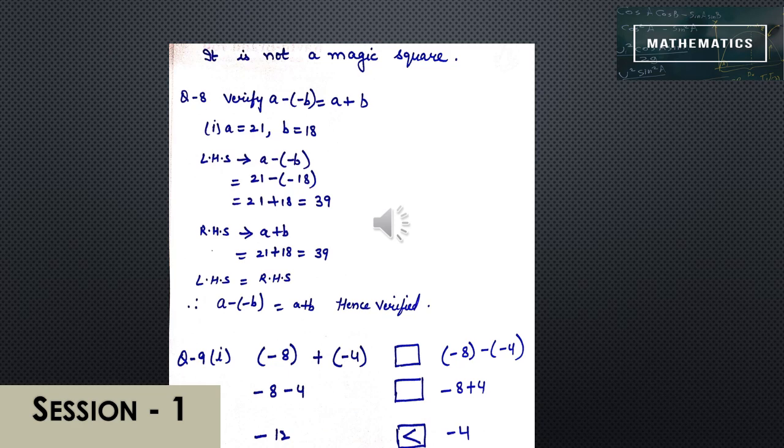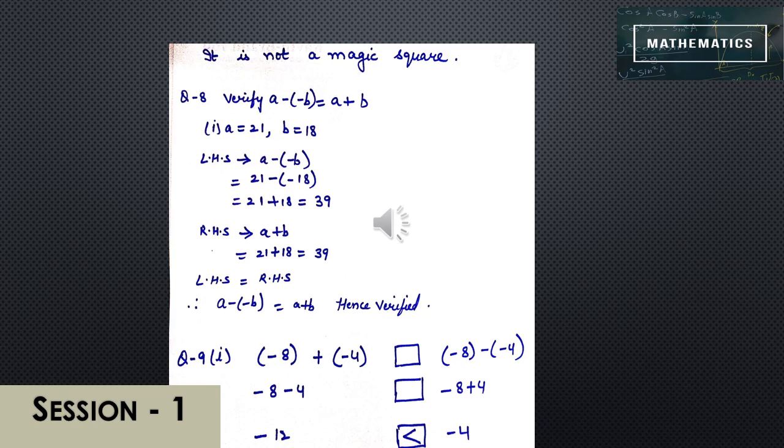Minus 8 plus 4 means one integer is negative and one integer is positive. So we have to subtract the two numbers and we will put the sign of the greater number. So minus 8 plus 4 will become minus 4. Now as you can see, on the left hand side the answer is minus 12 and on the right hand side the answer is minus 4.